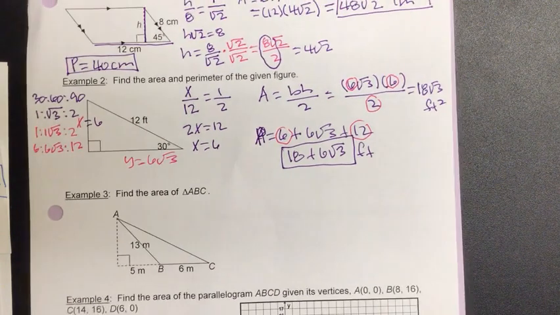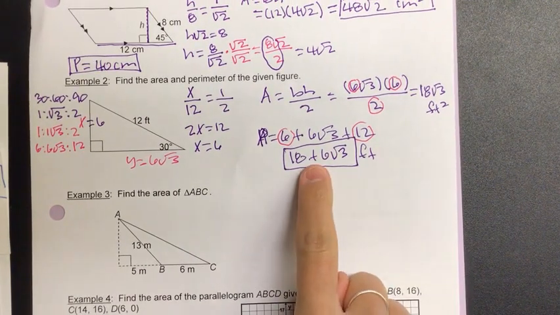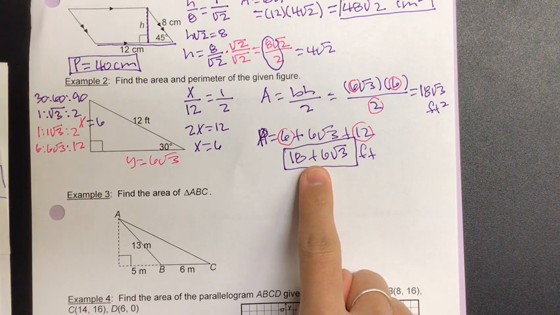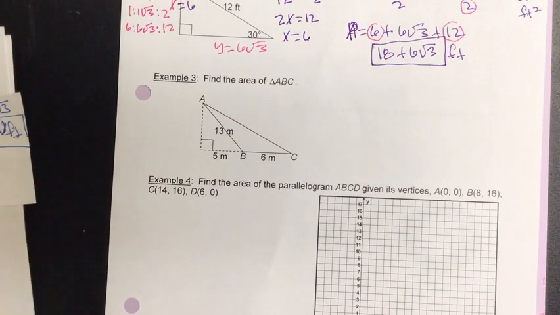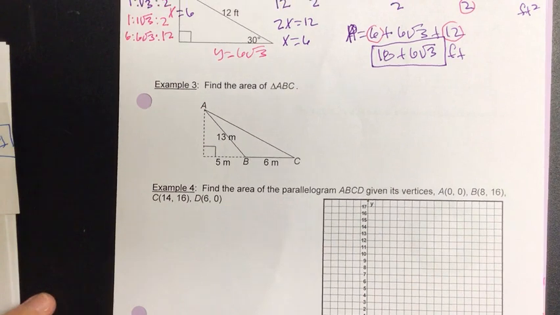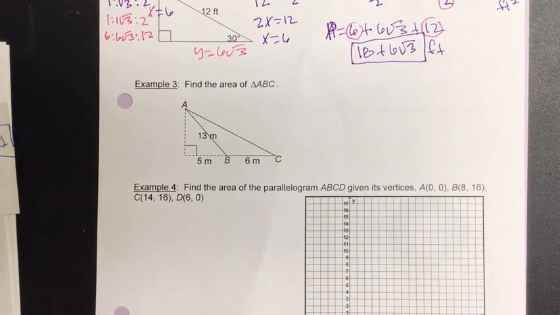So here's where some of you are going to mess up. You're going to find this, and then you're probably going to go on further and say 24 radical 3. Please don't. Okay? So let's go on to number 3. On number 3, we're looking for the area. What piece are we missing?